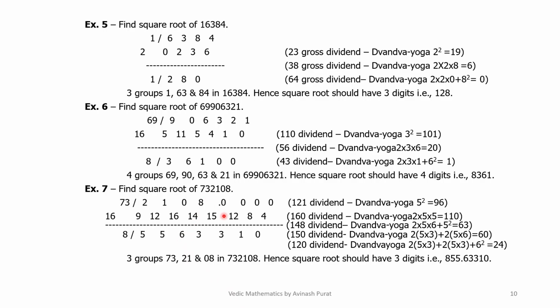Now 148 is the next dividend. Dvandva Yoga is 2 into 5 into 6 plus 5 square, that is 30, 30 into 2, 60, plus 5 square 25. So 60 plus 25, 85. 148 minus 85 is 63. 63 divided by 16. We take 3 as quotient. 16 3s are 48, and 15 is the remainder.